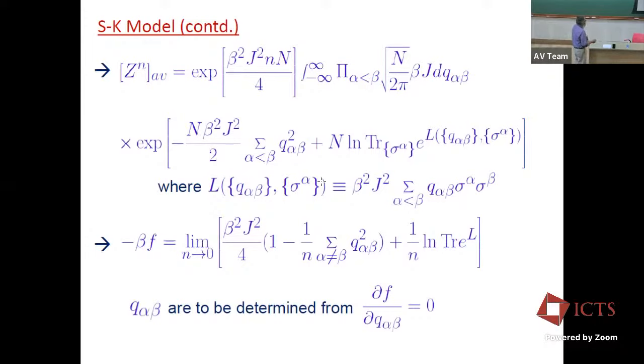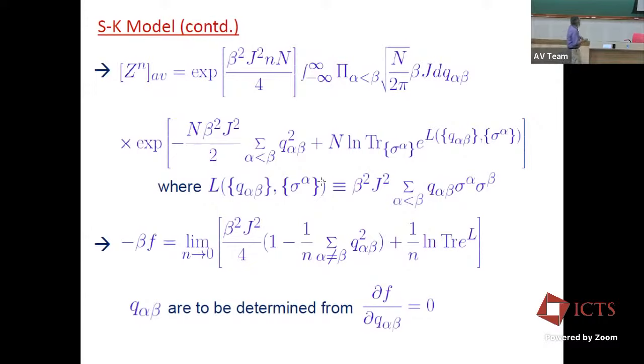So this quantity L involves this exponential L. You have to take this trace, take the log to put it back into the exponent. And so this whole thing sits in the exponent, and it comes with a factor of n, and we are taking the n going to infinity limit. So that's a saddle point method. We have to basically take the minimum of this quantity with respect to all these q alpha betas.